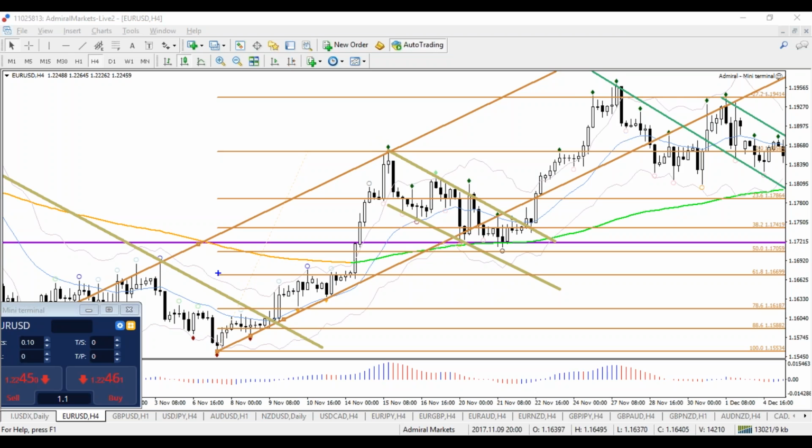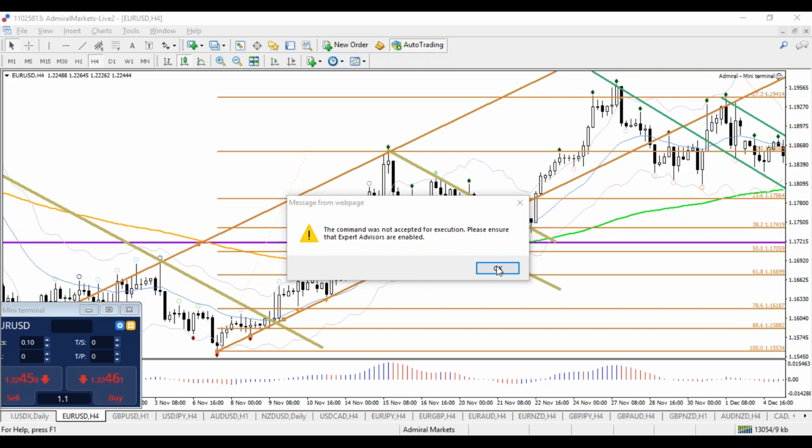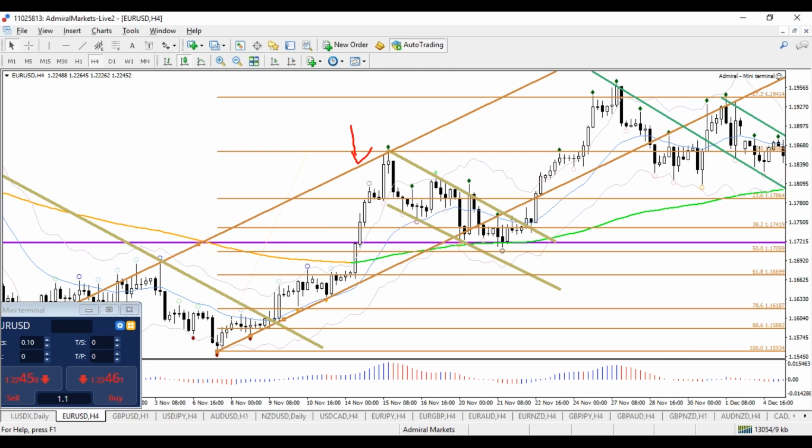But the best is to find a fractal or previous top or bottom that makes sense. So in this case, this is a great top. This is a great top. And the reason why we still want to use logical support and resistance levels is because of the fact that this line could be used as well. Although it's less important, this resistance line is less important than the support line in an uptrend channel.